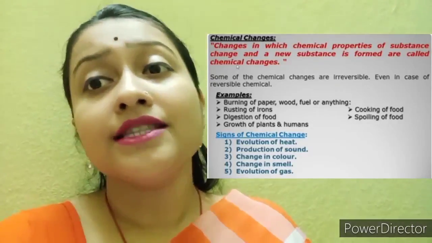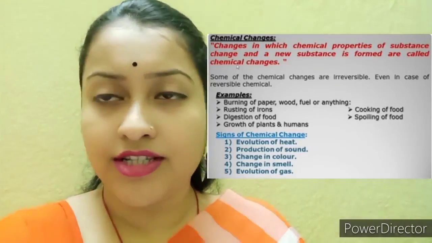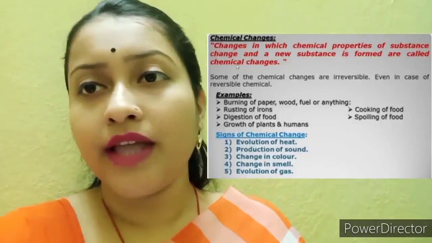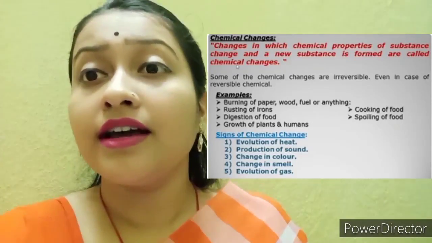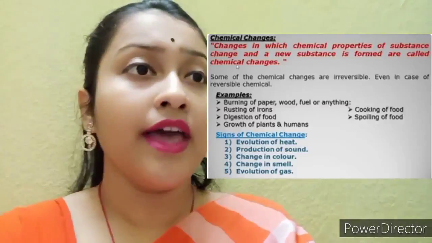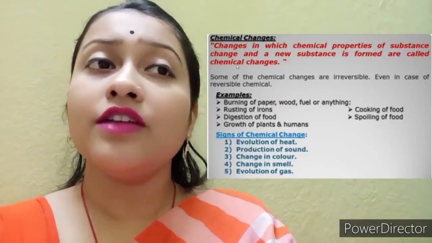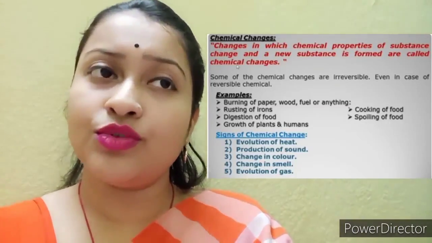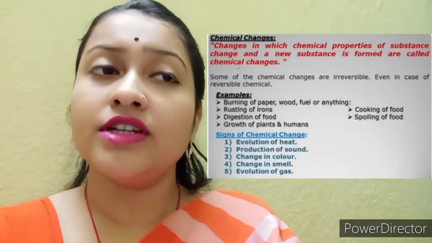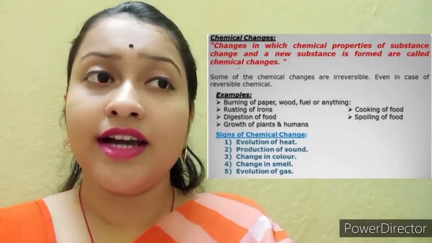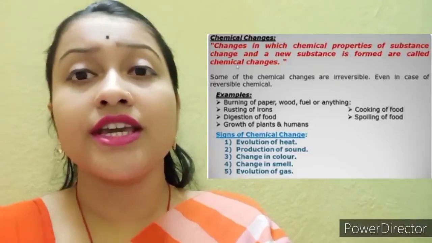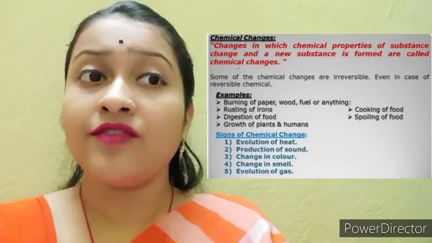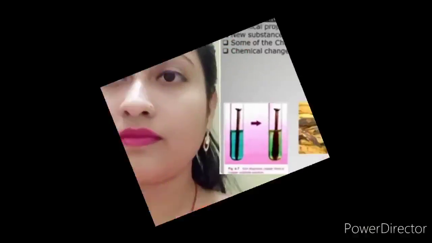Now the signs of chemical changes, meaning how will you know that a change is a chemical change? So here it is. Number one, evolution of heat. Number two, production of sound. Number three, change in color. Number four, change in smell. And number five, evolution of gas.